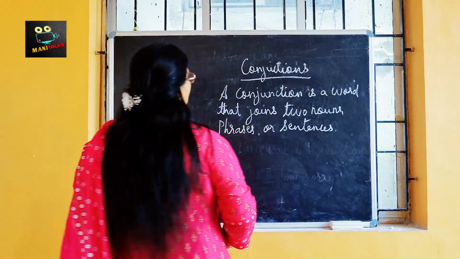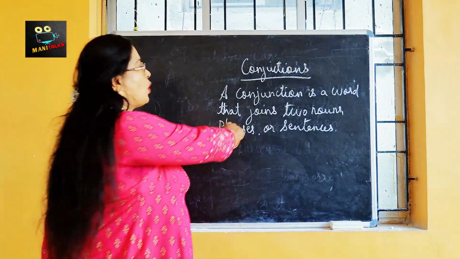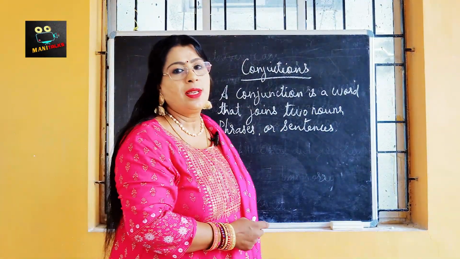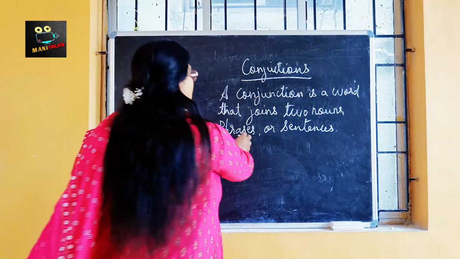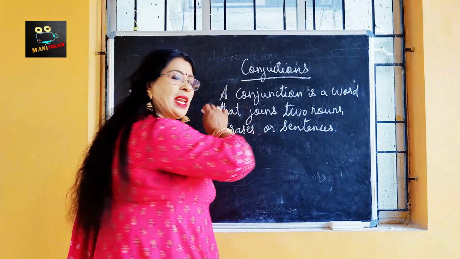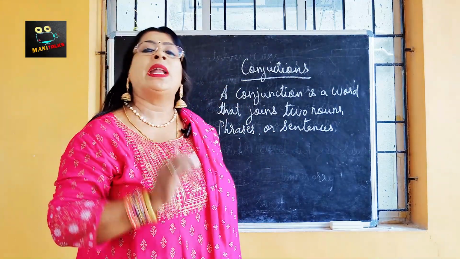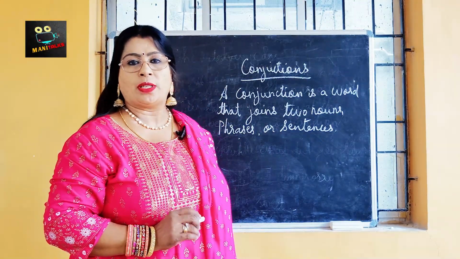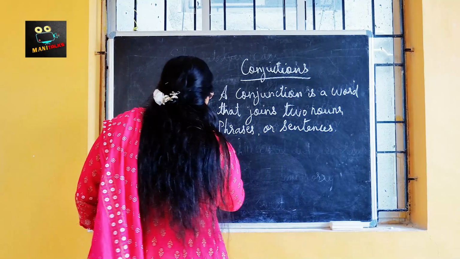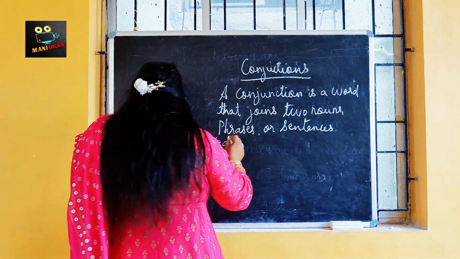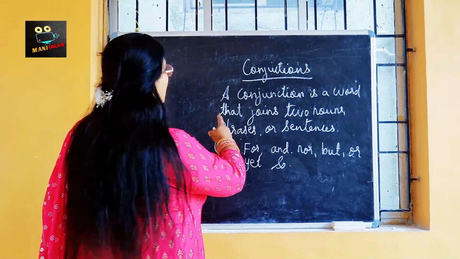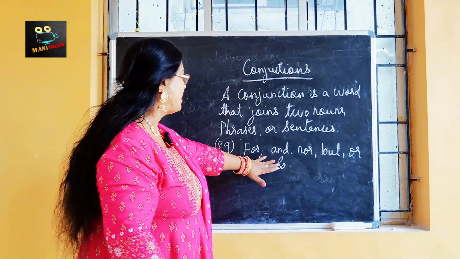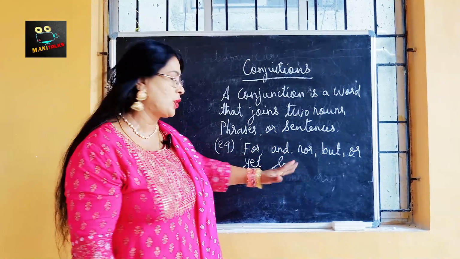Okay, so here a conjunction is a word that joins two noun phrases or sentences. You'll be wondering to yourself, what are these phrases and sentences? It is very simple for you to understand when I give you the examples. Okay, so now I'll give you some examples for conjunctions. Here are the examples to form a sentence with conjunctions.